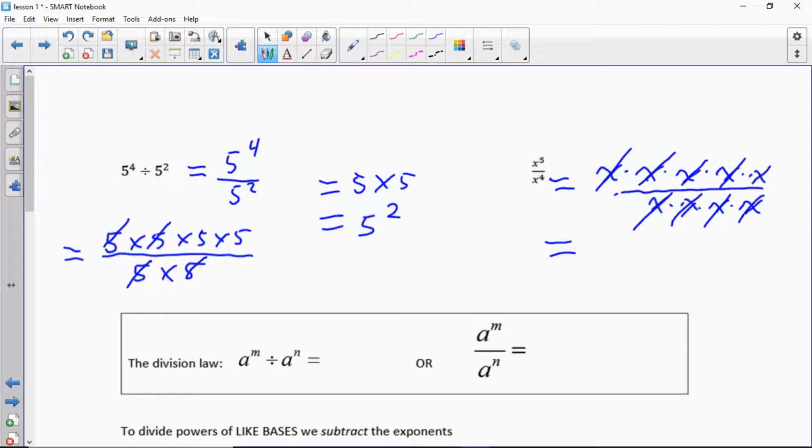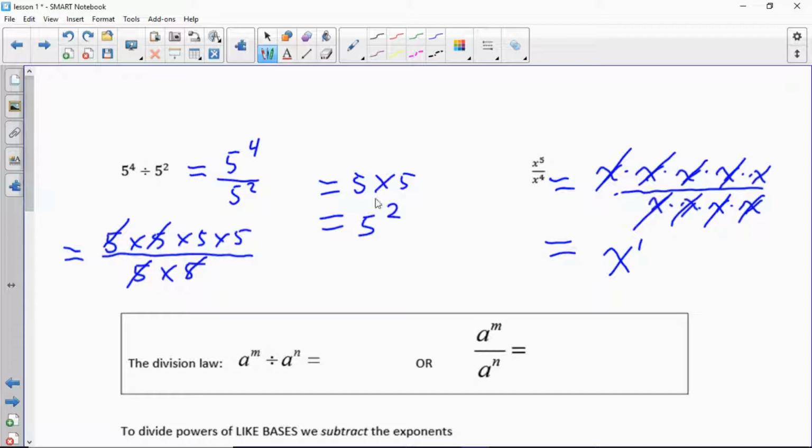Until finally, I've divided by x 4 times. There's a 1 or nothing left in the denominator and just an x left in the numerator. You could also think of that as being x to the power of 1. So you can see that the exponent in the denominator tells you how many times you can divide out whatever number it is you're working with, whether that's 5 or x or whatever else.